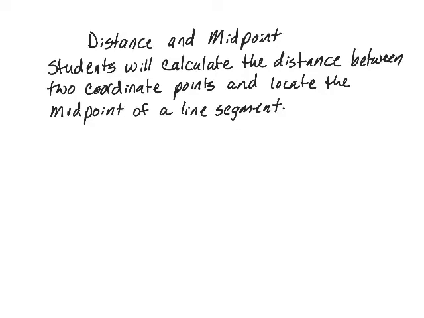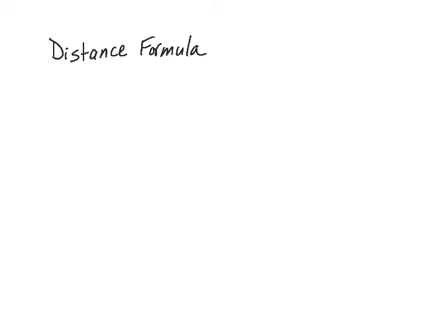In this lesson, you're going to learn a new formula called the distance formula, and you're going to use that to calculate the distance between two coordinate points on a coordinate grid. And then you're also going to learn the formula for finding the midpoint of a line segment, where you're finding the coordinate that's in the middle of a line segment. So first we'll talk about the distance formula.